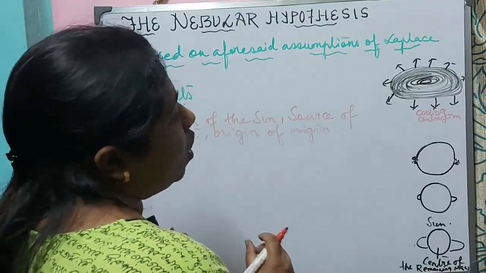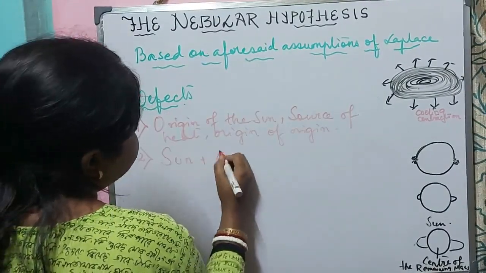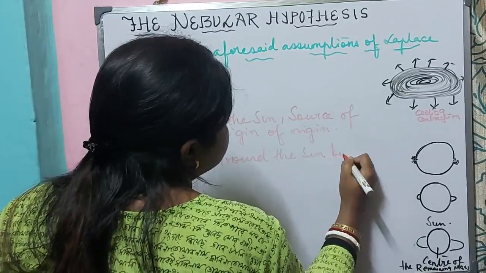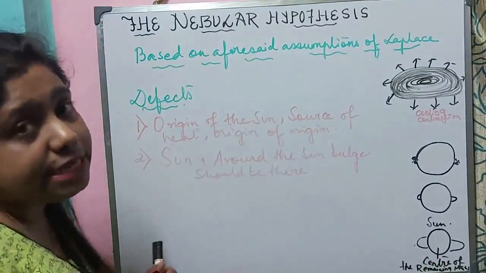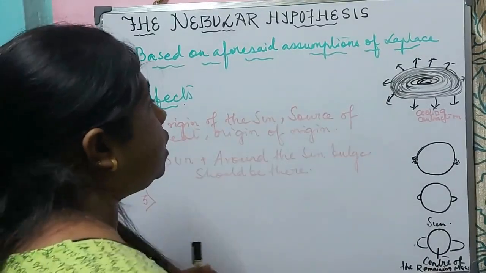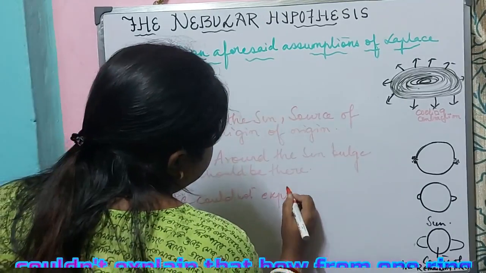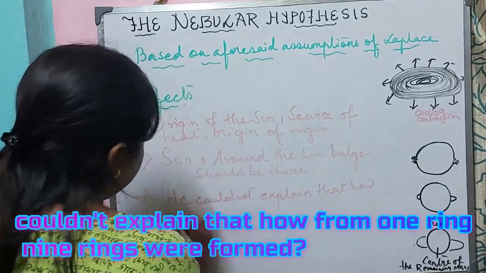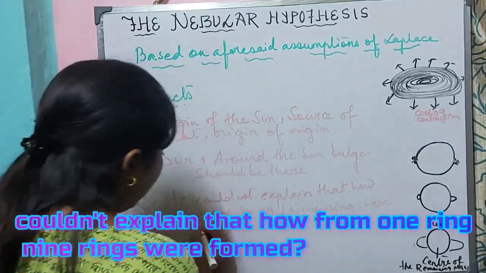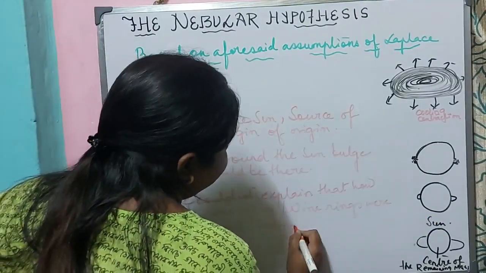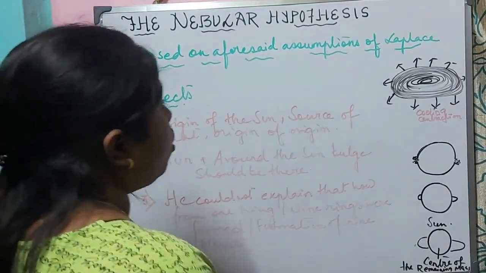According to Laplace, there were some materials here at the equator, right? That was around the sun. If that is so, still now there should be some materials around the sun. That means there should be a bulge. A bulge should be there, but we cannot see any bulge around the sun. The third defect of the nebular hypothesis is that he could not explain how from one ring 9 rings were formed. Why only 9 rings? And how did it lead to the formation of 9 planets. These were the defects of the nebular hypothesis.